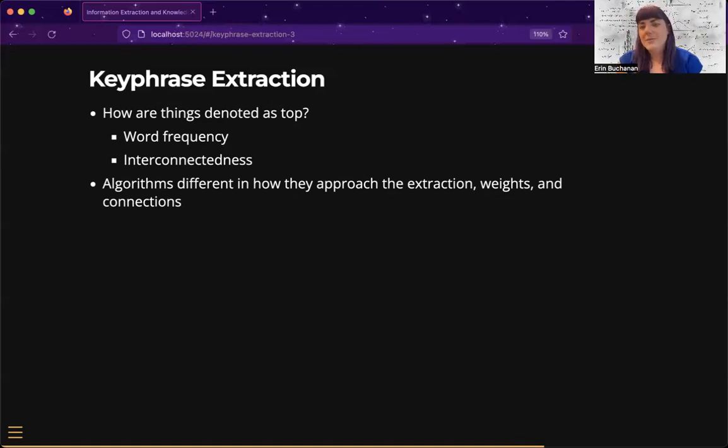While there are 4 to 6 popular algorithms, they're all doing the same idea. They'll give you different answers, though, because they're assigning the weights and the connections differently, and also extracting differently. So I tell you to run a couple and see which one you think provides you the most coherent results.